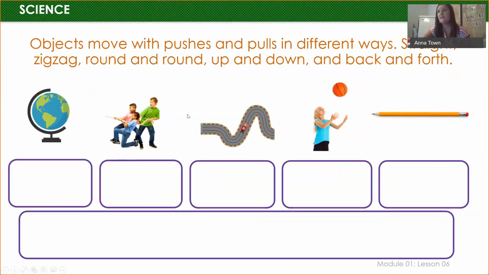Okay, boys and girls, now I want you to take a look. We've learned about two different types of lines. What type of line is this? Good job. Zigzag. Practice making a zigzag line with your finger.